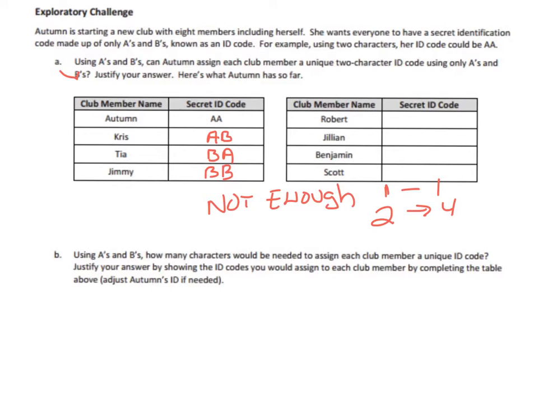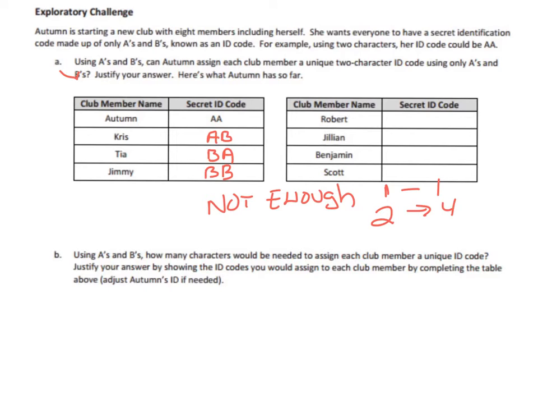So, next it says, using A's and B's, how many characters would you need to assign each club member a unique ID code? And then justify your answer, as we're taking a look using the table above. So, I'm going to go back up here, I'll change color, and let's see here. Give it a try here, see if you can explore it again. Pause the video, and then come on back and we'll talk about it.